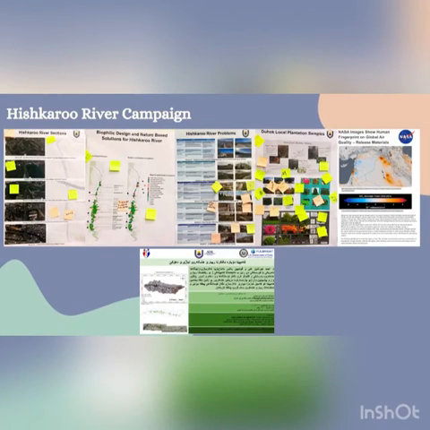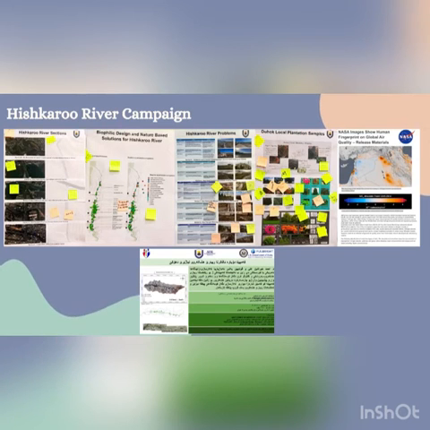Our class did a campaign about Hishkaroo River. We went to the river with Dr. Ahmed. We chose a section from the river, which was Section D, next to the passport directory. Actually, the campaign was so successful and there were a lot of participants.